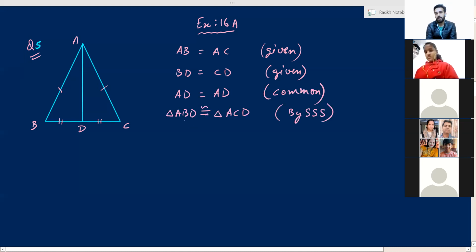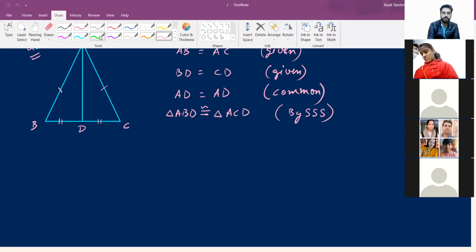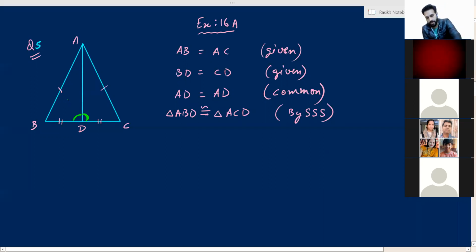We have proved that the two triangles are congruent, but now we have to prove in the first part that angle ADB is equal to angle ADC is equal to 90 degrees. I am marking in the figure to show which angles we are talking about. We have to prove that this angle is equal to this, and they are 90 degrees each. So how to do it?